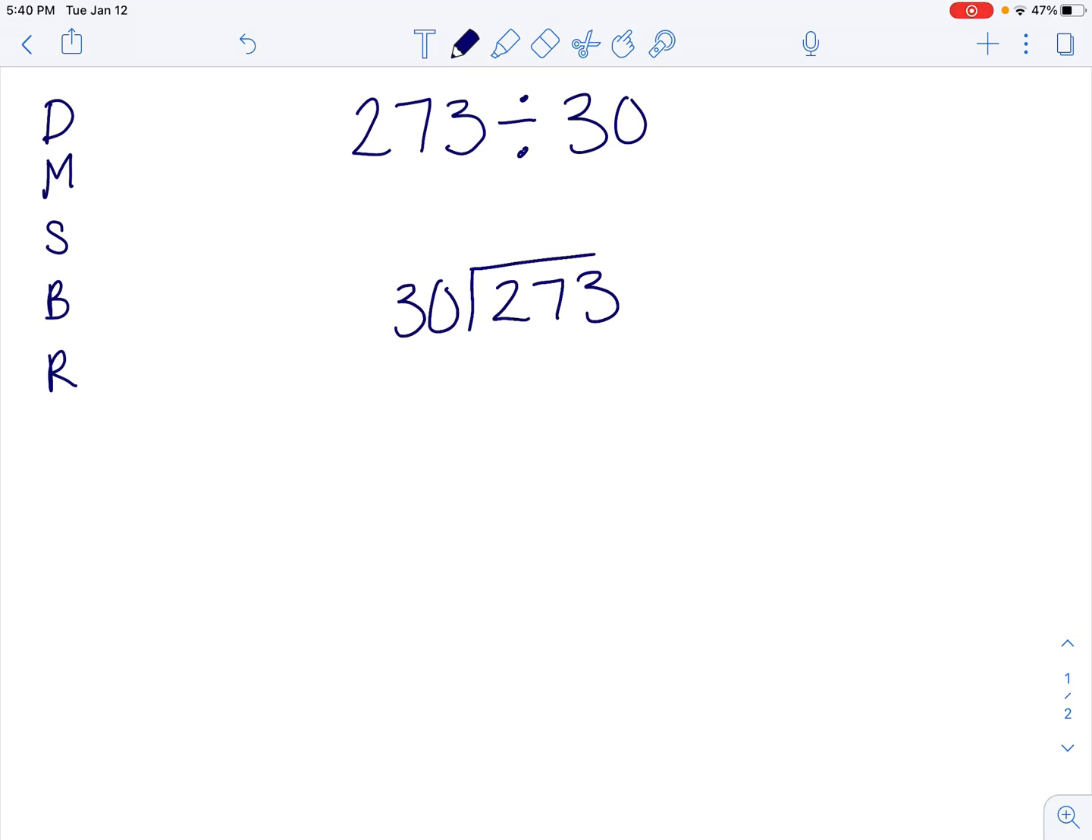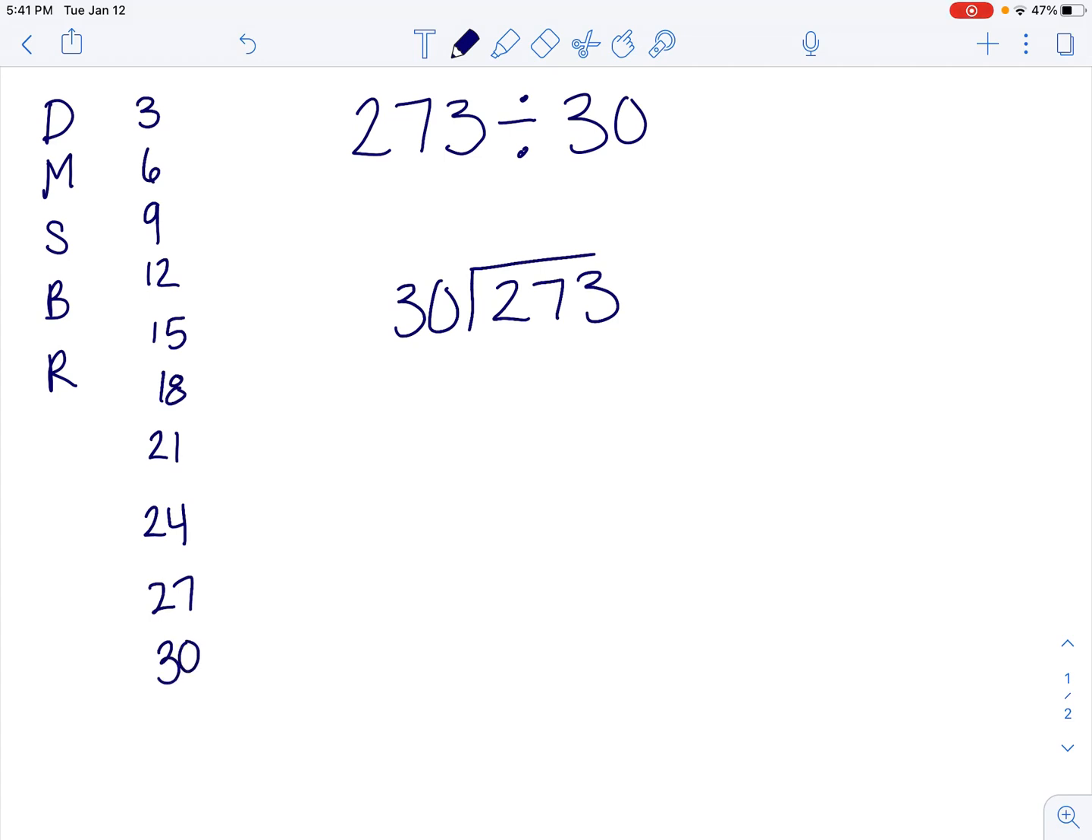All right, our next step is to skip count by our divisor. Yesterday we talked about the strategy of covering up the 0 because this is a multiple of 10, it's 30, and skip counting just by the 3's first. 3, 6, 9, 12, 15, 18, 21, 24, 27, 30.